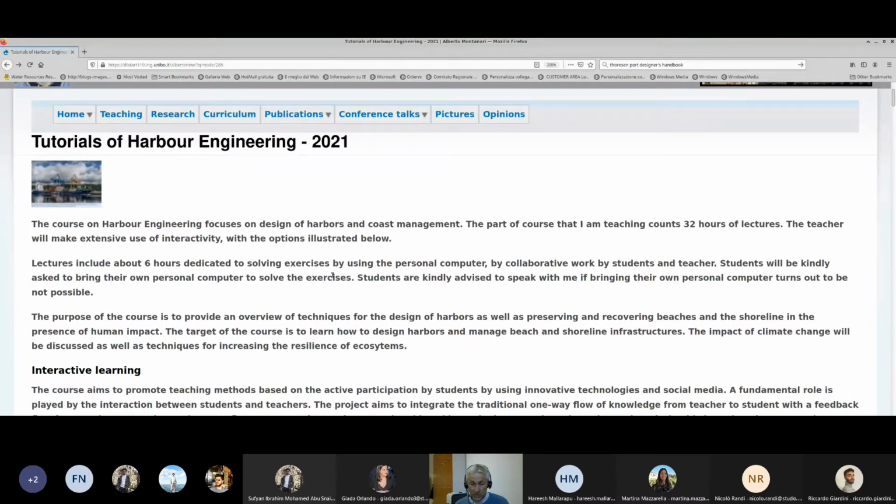Okay, so what is the focus of this course? It's Harbour Engineering, and the course focuses on design of harbors and coast management. Coast management was also part of my previous course on coastal engineering. There is some coast management even here, but here the main focus is harbors, ports, and berths.